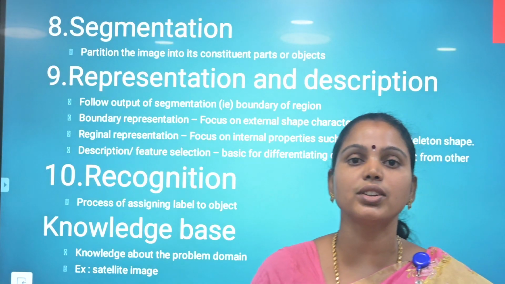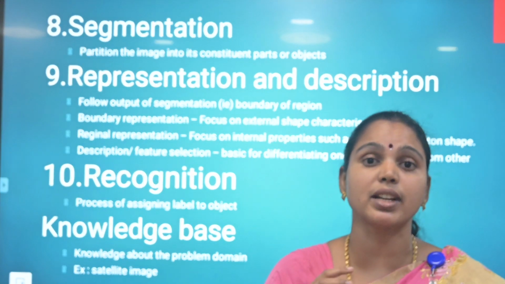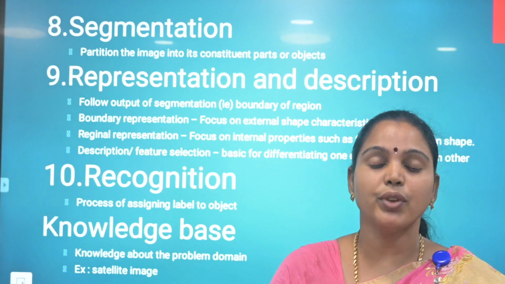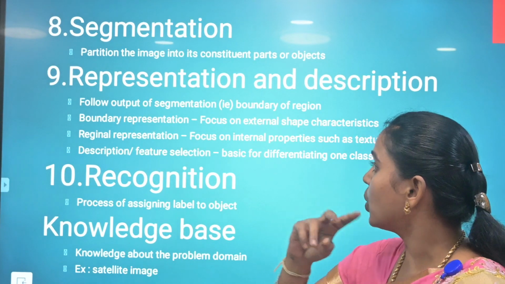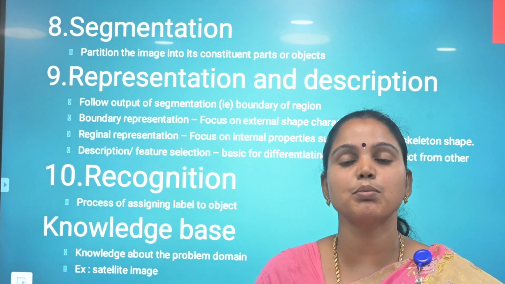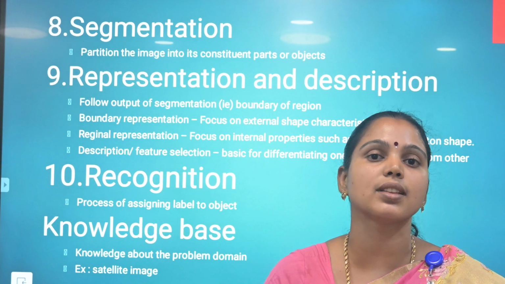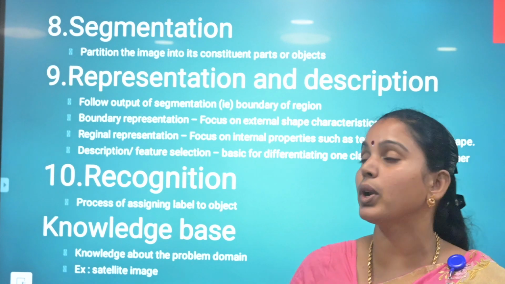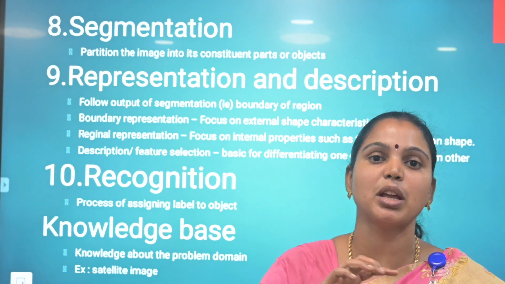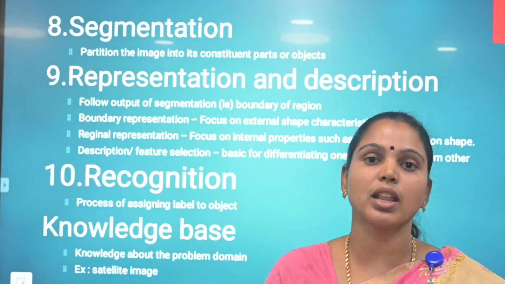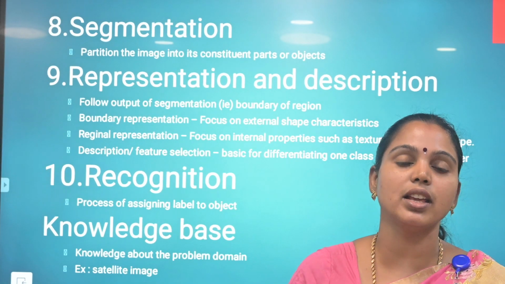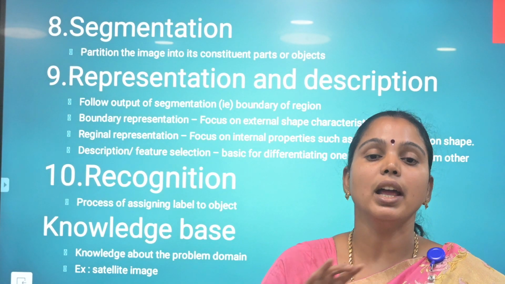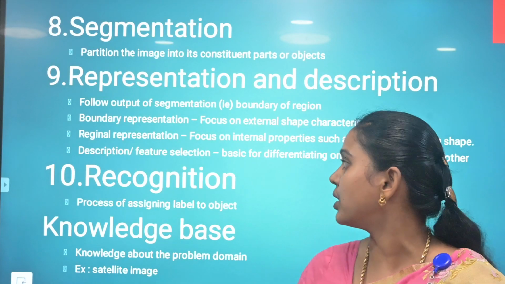Representation means that after the object is extracted from the image, we have to denote it by means of two representations. The first one is boundary representation and the second one is regional representation. Boundary representation represents how the boundary is represented by means of a group of pixels. Region representation refers to the internal structure of the region.